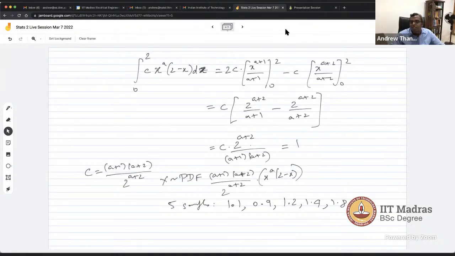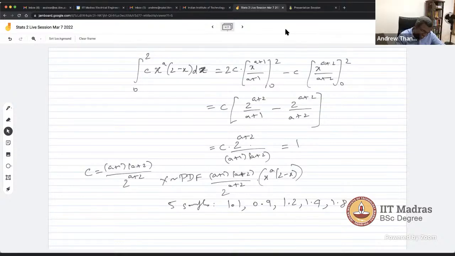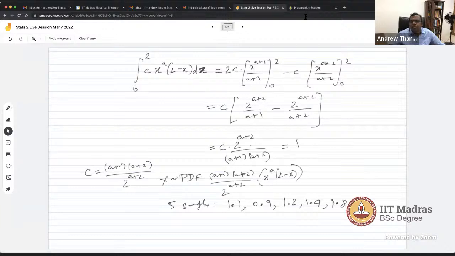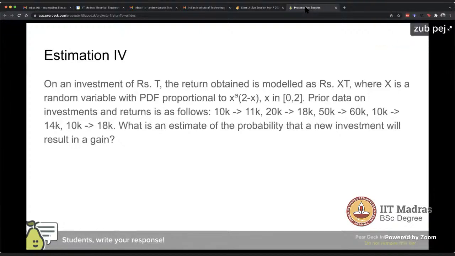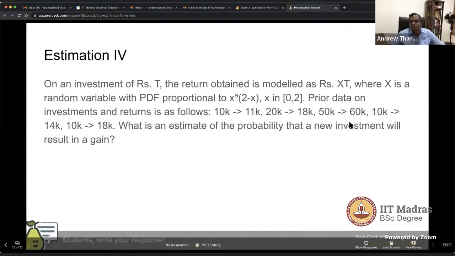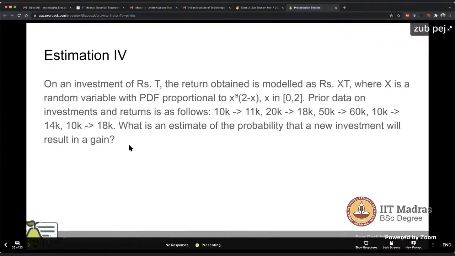You've got a PDF, you've got samples. Sir, if you could entertain my wild idea, if I set c equal to 1/2, the range reduces itself to 0 to 1, and it looks similar to a beta distribution. Yeah, this will look similar to a beta distribution. I agree, but look at the event I'm interested in: the probability that a new investment will result in a gain, right? What is that event? Basically, greater than 1.